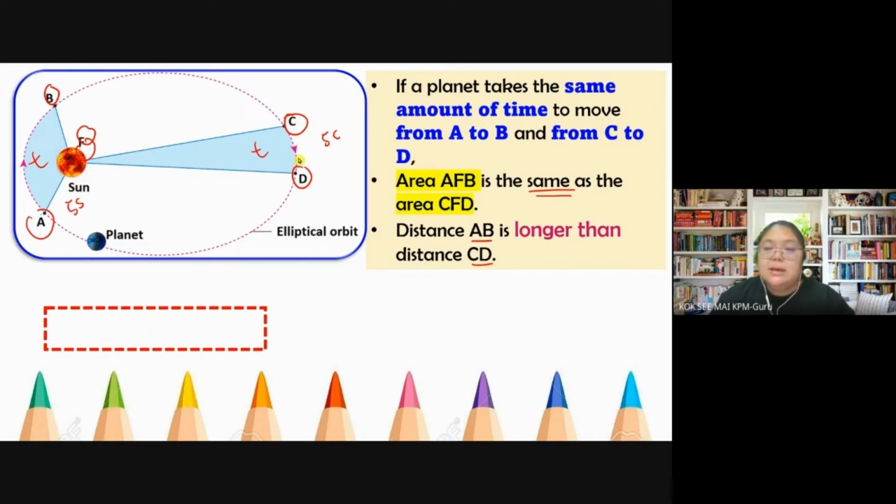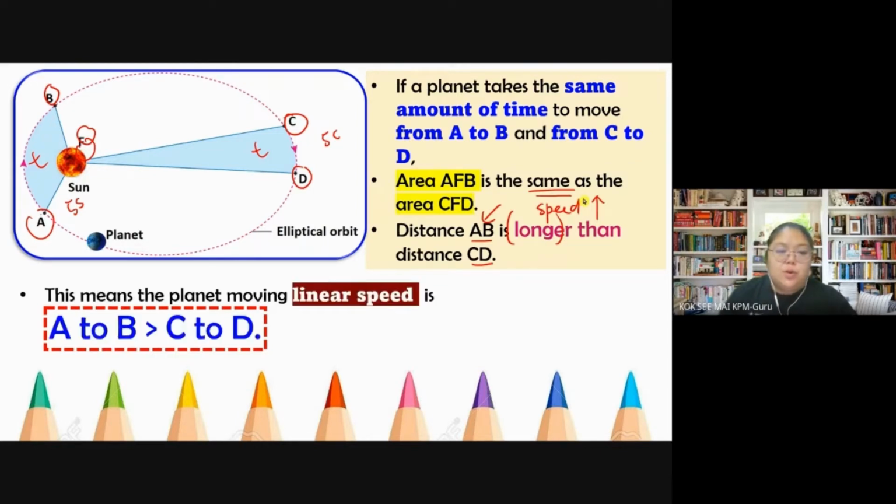So that means the distance is longer. For example, for AB, your speed should be higher, because you want to run fast. So from here, I'm going to show that the planet's linear speed from A to B must be bigger than from C to D. Okay, this one is not Kepler's second law. This one is what we understand. Kepler's second law only talks about two things.